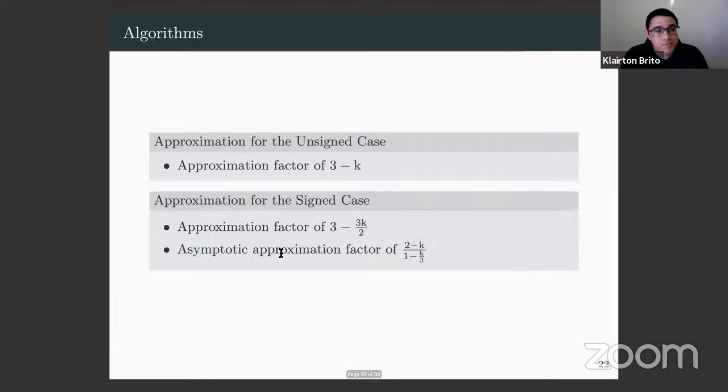So we proved that for the unsigned case, the algorithm guarantees an approximation factor for any desired proportion with a constant factor of 3 minus k. And also for the signed case, the algorithm guarantees an approximation factor of 3 minus 3k divided by 2. And also we showed how to obtain an improved asymptotic algorithm with approximation factor of 2k divided by 1 minus k divided by 3.